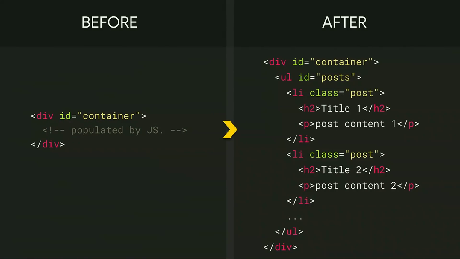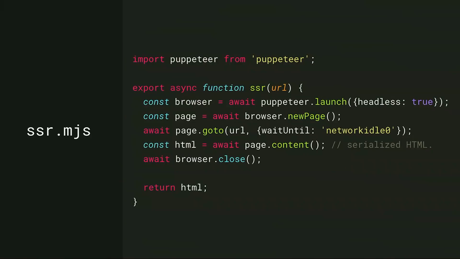That's essentially what pre-rendering a JavaScript app does. That's the end goal. And we can do this with Puppeteer. So here's a little server-side render method that does this. It'll take a URL, the URL that you want to pre-render, and we'll do exactly what we did before. We'll launch Headless Chrome. We'll open a new page. We'll navigate to the URL that we want to pre-render.